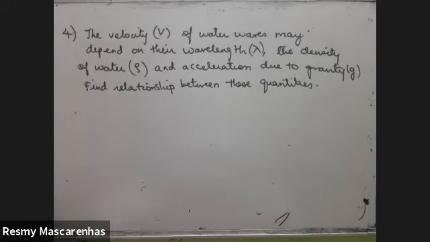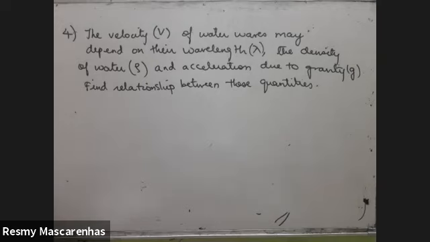The velocity of water waves may depend on their wavelength, the density of water, the acceleration due to gravity. Find the relationship between them. Now, sometimes in college, they might not give you that relation. How I was giving it in the previous problems, they're directly proportional to something. Suppose it is not given, only this word problem is given, still you can write it. So I'll explain to you how it's to be done.